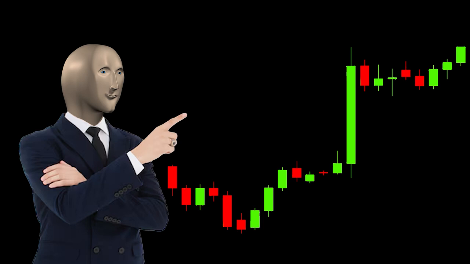3 white soldiers, 3 green candles with higher closes and small wicks. It shows strong buying after a downtrend or consolidation, signaling a bullish reversal or continuation. Confirm with volume or support. Enter above the 3rd candle, stop below its low. Be cautious after a big rally, it may overextend. This pattern shows buyers in full control. It's a confident signal but needs follow-through to confirm.